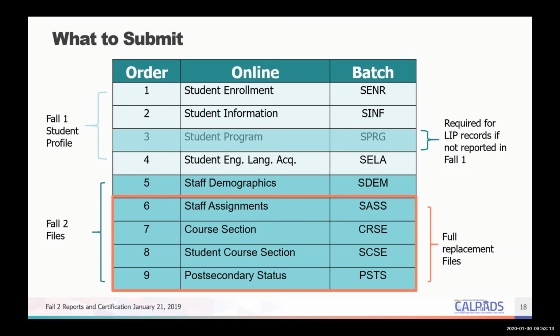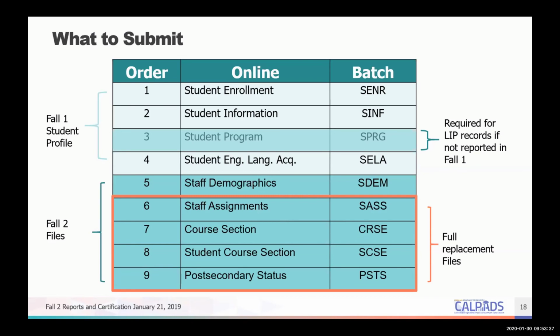Now, there were questions in the chat about which files are full replacement. And so we've highlighted every file that's full replacement in orange: staff assignment, course section, student course section, and post-secondary. And this is a great time for Kyron to explain what full replacement processing is.